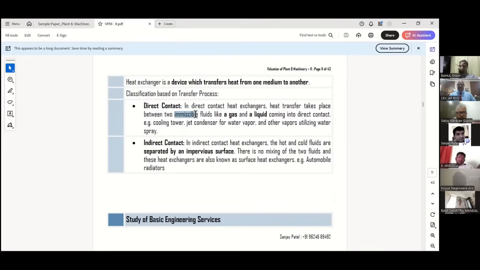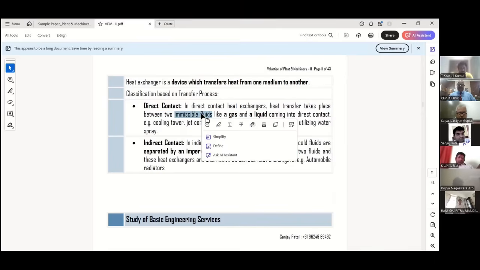Not mixing into water. They do not mix with each other. Not volatile. Do not mix with each other.